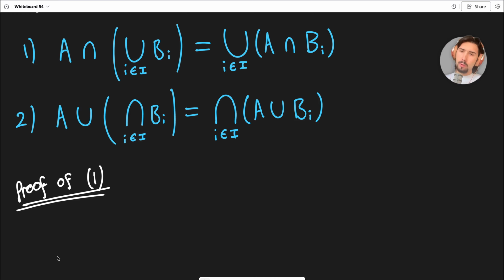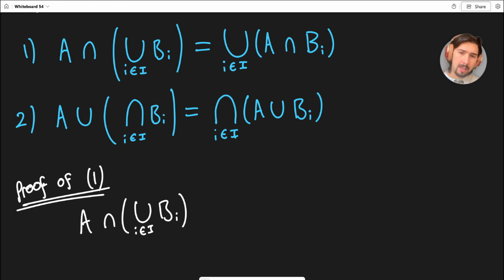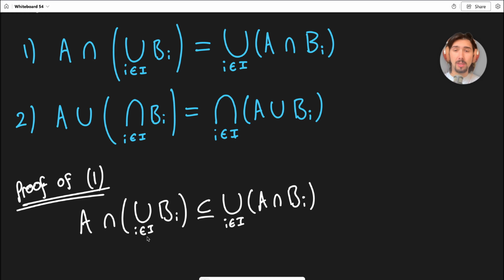The method for the proof is that we're going to show that both of them are subsets of each other. I'm going to show that A intersect the union of all of those B_i's is a subset of the union of the A intersect B_i's. Then I'm going to show the same thing with the subset symbol the other way around. If two sets are subsets of each other, they have to be the same set. That's the principle that we're going to use.